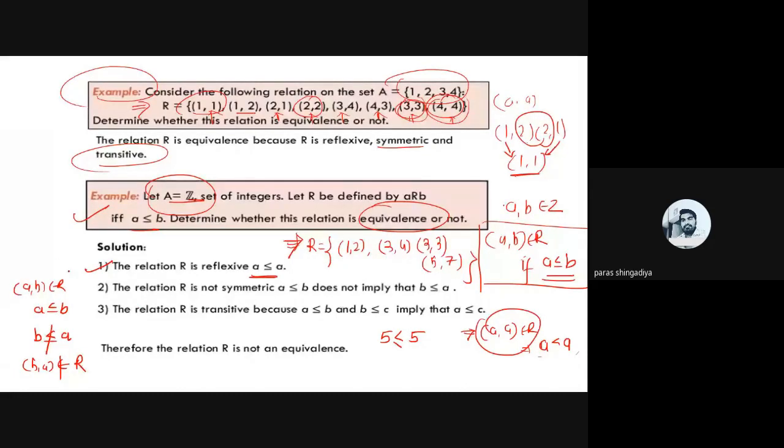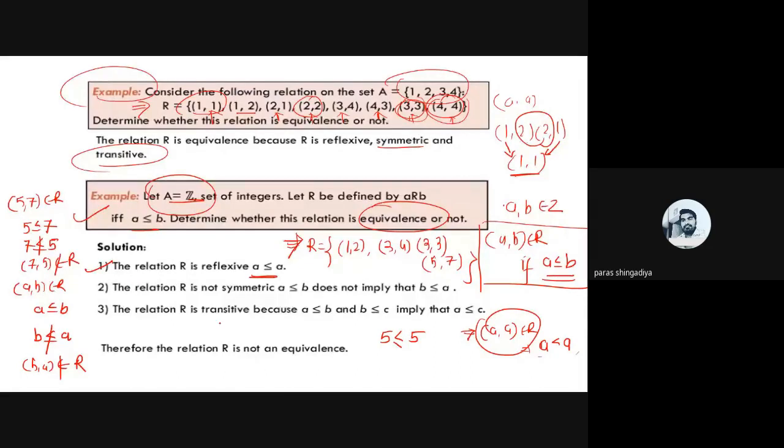Clear? And you can verify this also with an example. Let us take (5, 7) belongs to R. Clear? Meaning 5 less than or equal to 7. That is the correct one. Therefore we can say that (5, 7) belongs to R. But if we interchange these values, let us write 7 less than or equal to 5, that is incorrect. Meaning we cannot say (7, 5) also belongs to R. Clear? So it is not true.